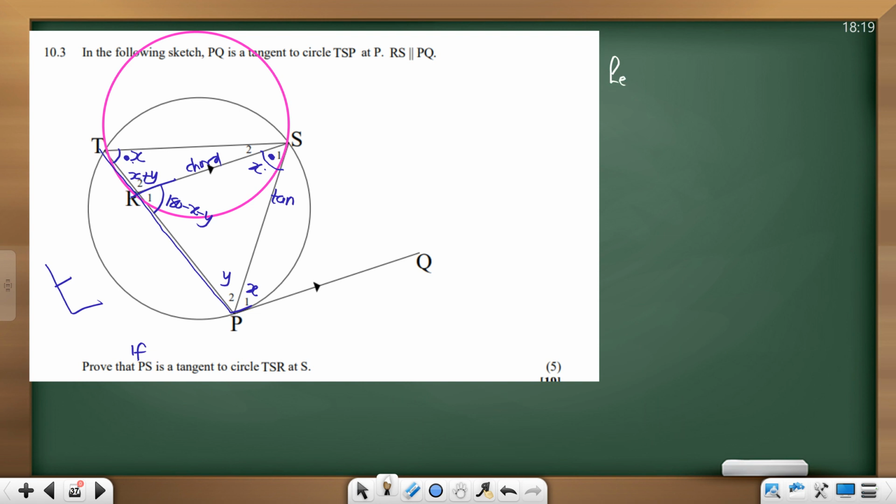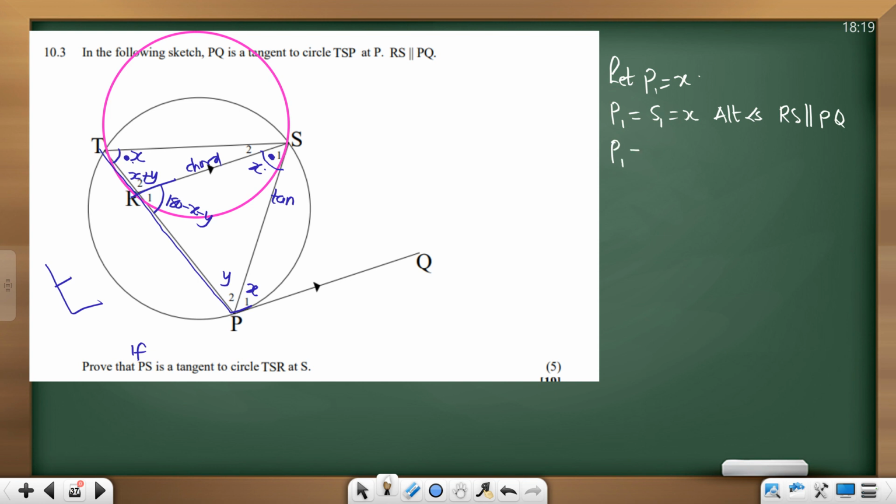Okay. You want to let P1 be equal to X. That can also be done. It means that P1 is equal to what? S1, which is equal to what? X. What's your reason? Alternate angles. RS is parallel to PQ. Make sense? What else?